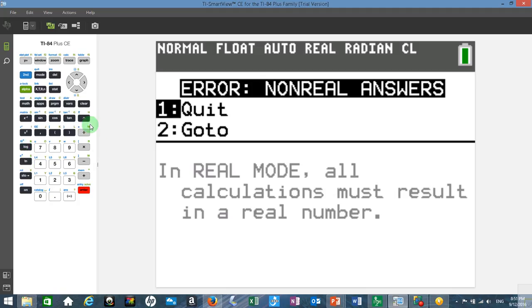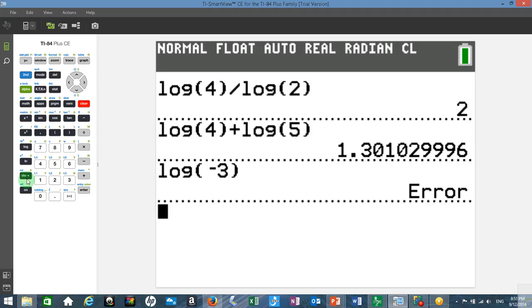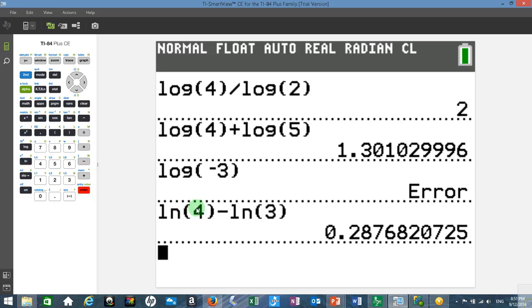The log key is very helpful when you're dealing with natural logs also. Let's go with the natural log of 4 plus the natural log of 3. Oops, I forgot my handy dandy. There we go. Natural log of 4, close parentheses, minus natural log of 3. And you see they act the same as the LOG.